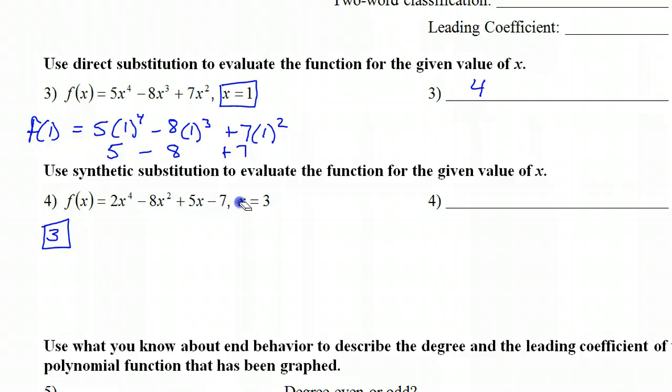So because there is a missing term, when we do our synthetic, we're going to think of this term as being 0 x to the third power put in here. So we will do 2, 0, negative 8, 5, negative 7.